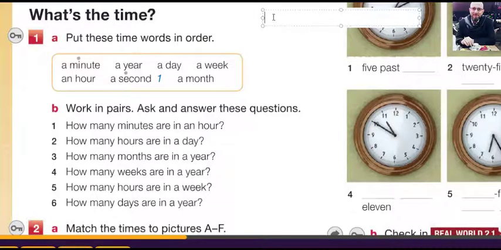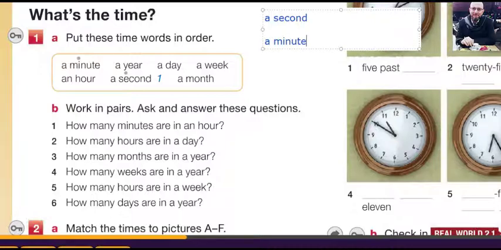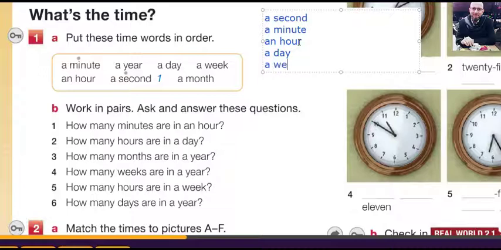Okay, for example, we'll start, very, very small is a second. After that what we have, a minute. After that we have an hour. After an hour we have a day. After that a week, a month, then a year. Okay, so this is the time from small to big. Second, minute, an hour, a day, a week, a month, a year.